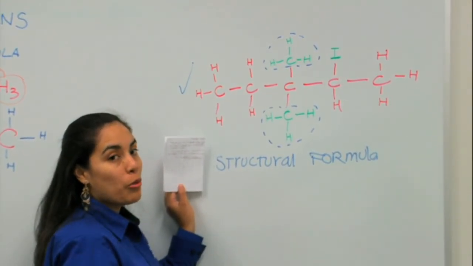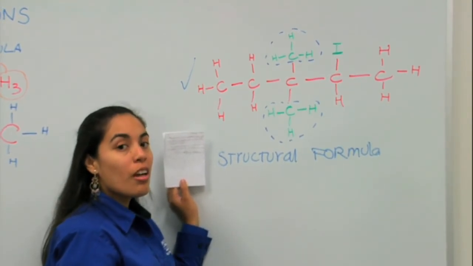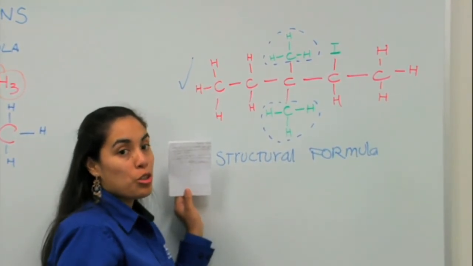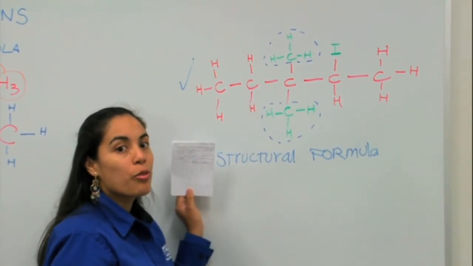So now you should be ready to draw any type of formula, whether structural or condensed, and know how to do the conversions from one to the other. Just remember that the most important rule is that your carbon atom must always have 4 bonds.